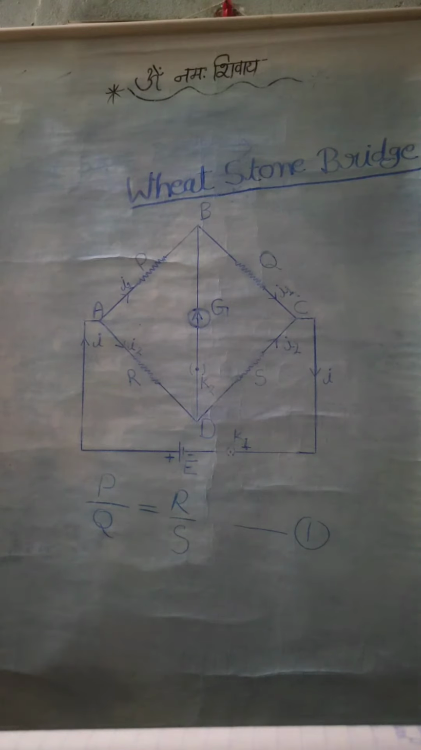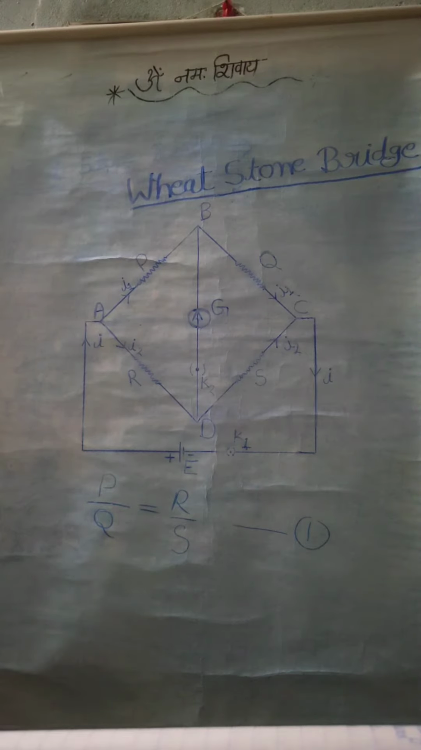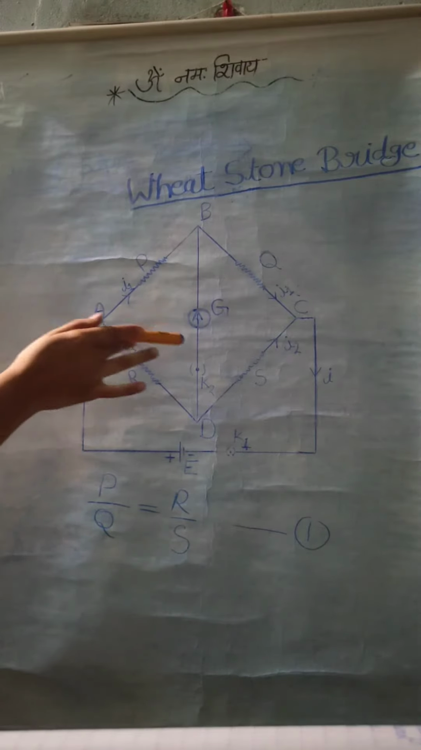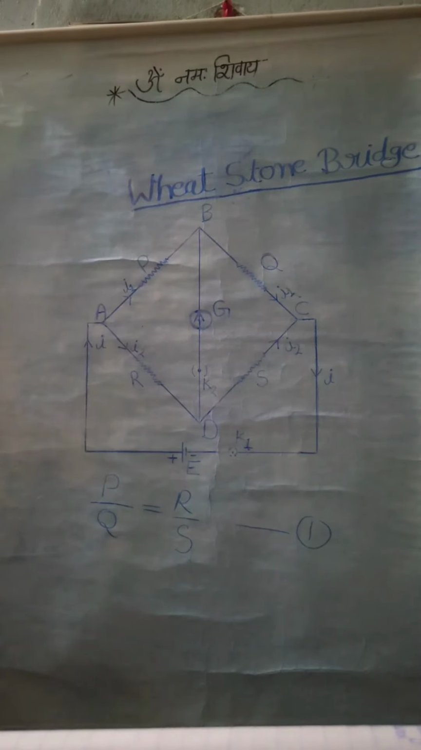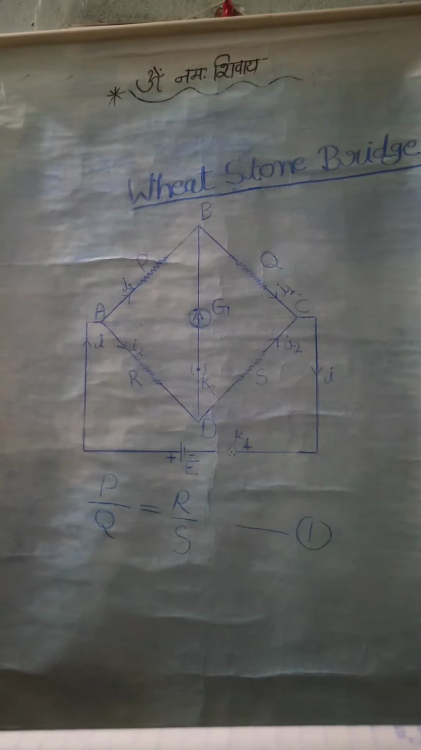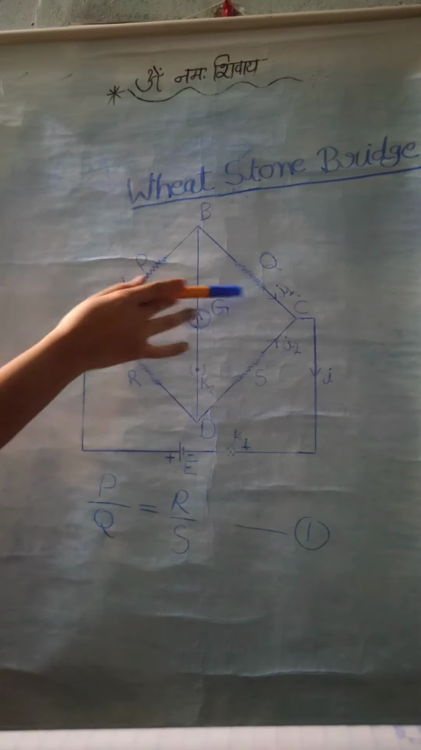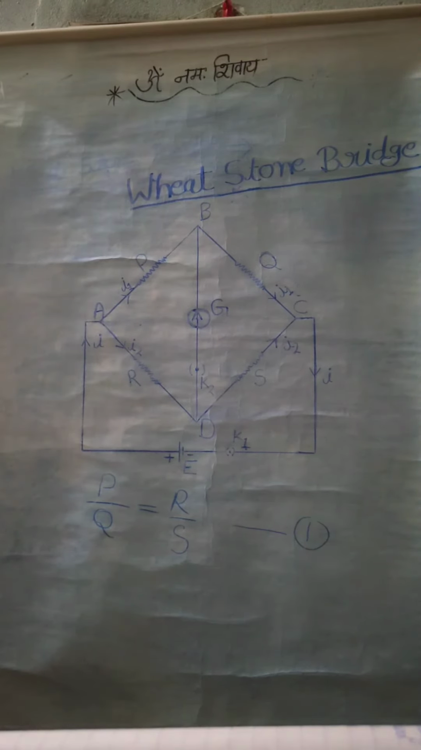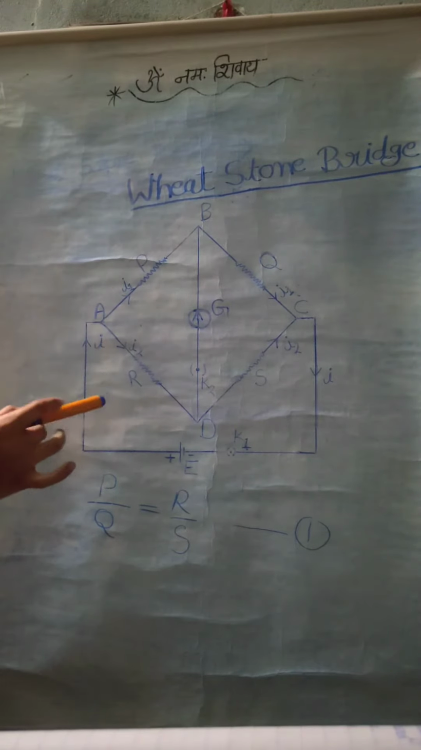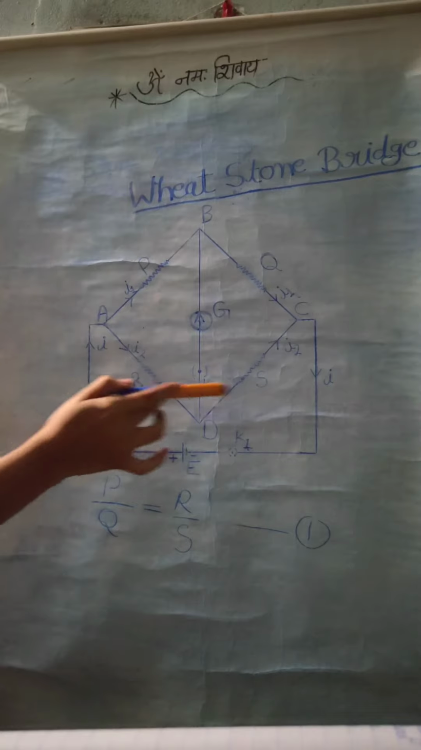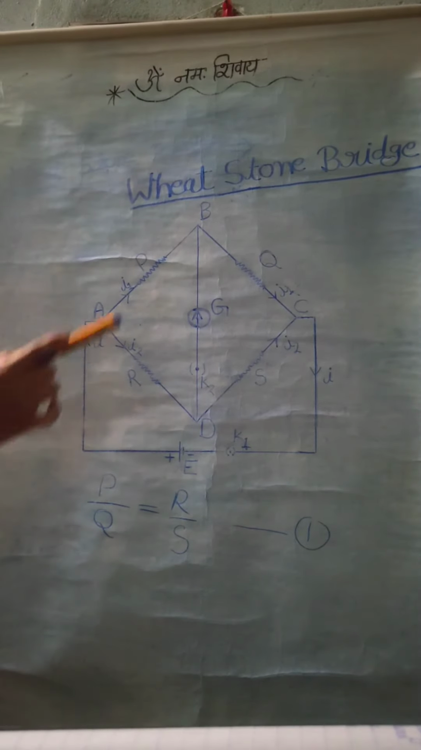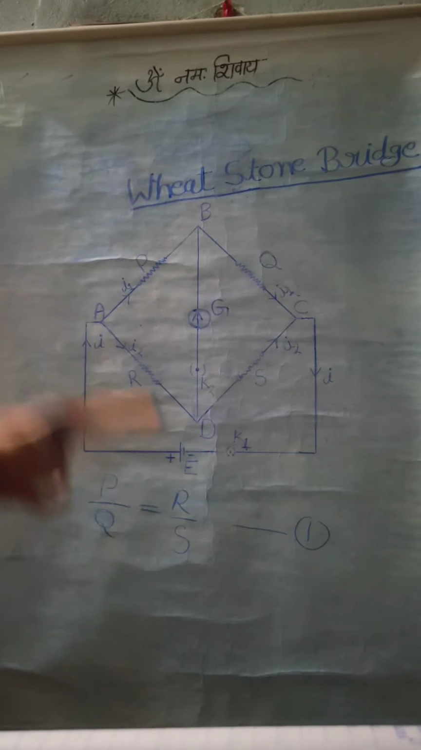Under normal condition, the bridge is in unbalanced condition, where the current flows through the galvanometer, capital G. The bridge is said to be in balanced condition when no current flows through the galvanometer, capital G. And the condition is achieved by adjusting the known resistance and the variable resistance. In balanced condition, the ratio of two known resistance is equal to the ratio of variable resistance and unknown resistance, that is P upon Q is equal to R upon S.